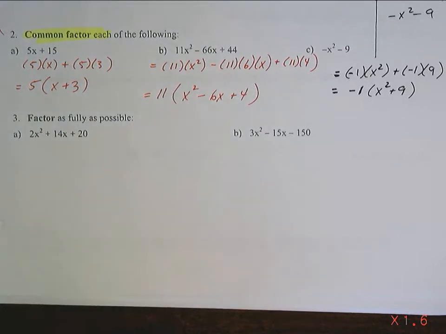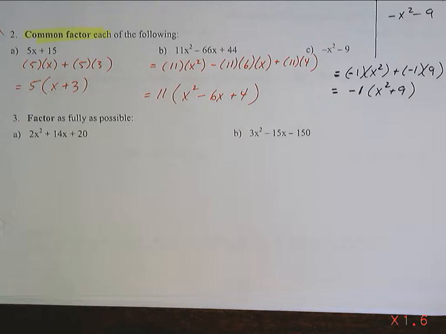Look at the next question. It doesn't say what type of factoring to do. It just says factor, which means you're now responsible for two types of factoring. One is common factoring that we just covered, and the other one is trinomial factoring, like we did before.